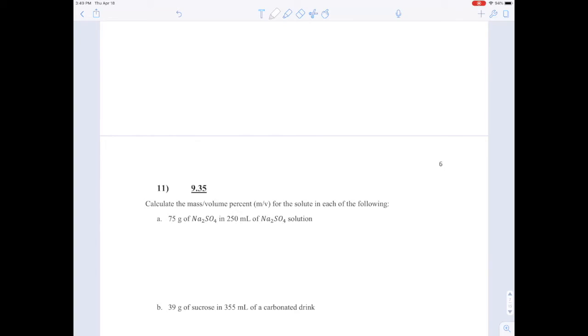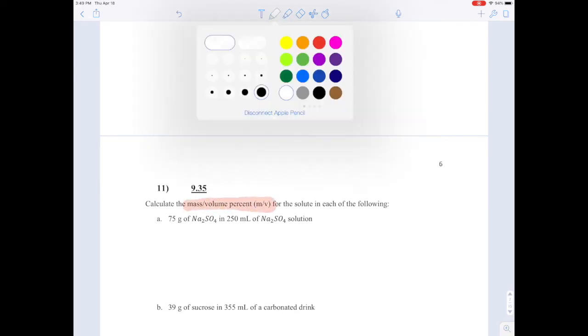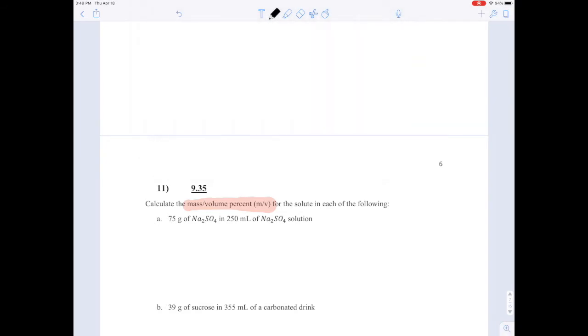For Chapter 9, Question 11, the question is asking you to calculate the mass volume percent for the solute in each of the following. And that term, mass volume percent, should suggest a formula. The mass, that's measured in grams, of the solute per the volume, that's going to be measured in milliliters, of the solution. And then because it's a percent, you multiply by 100. That will give you the percent mass volume. Okay, so that's suggested by that keyword, mass volume percent.